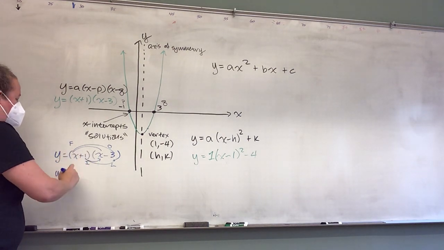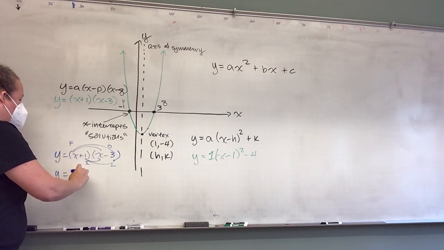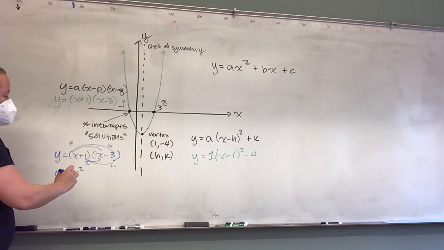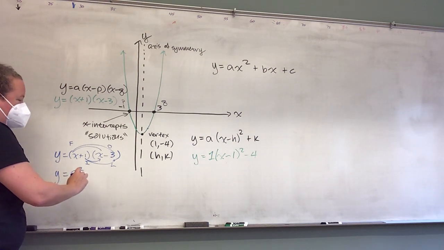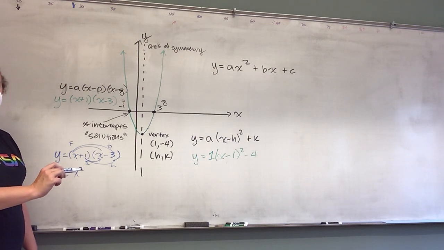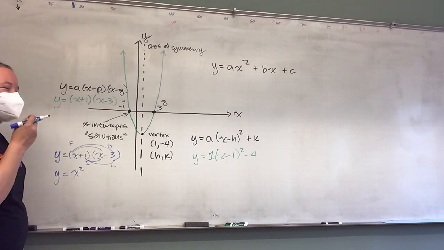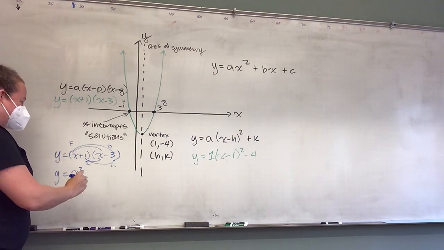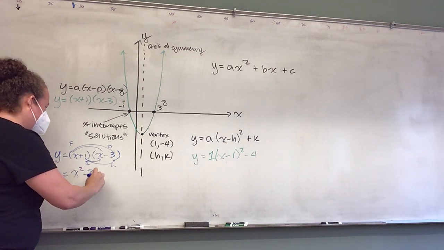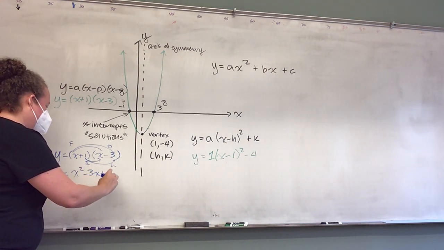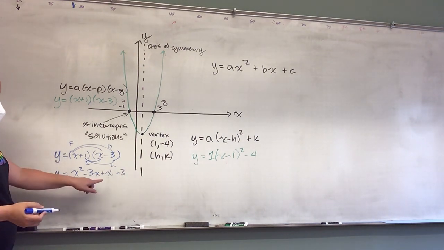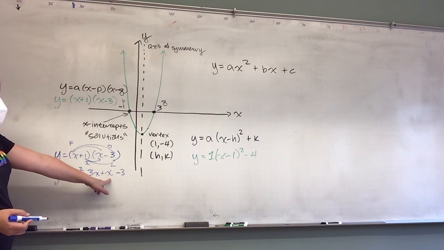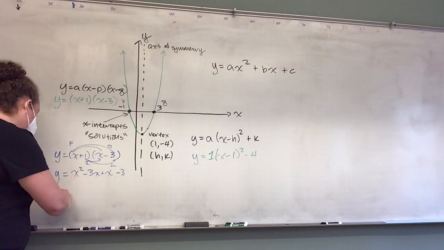When I multiply the first two, I get x squared. Help me out here. What do I get next? X squared minus 3x. Minus 3x, plus x, and then minus 3. You can simplify it and add that. That's right. We've got like terms here. So what is minus 3x plus x? Negative 2x.